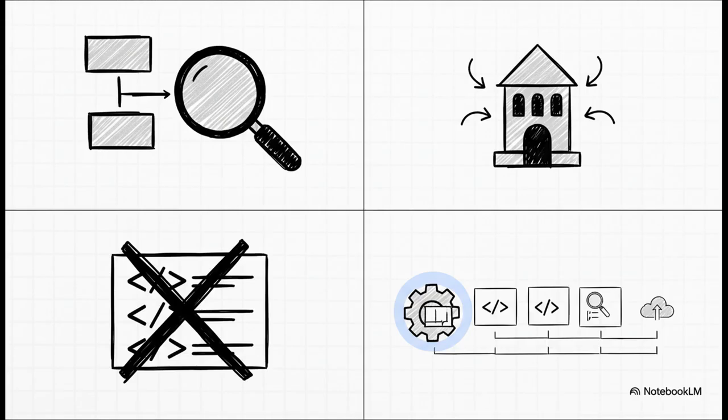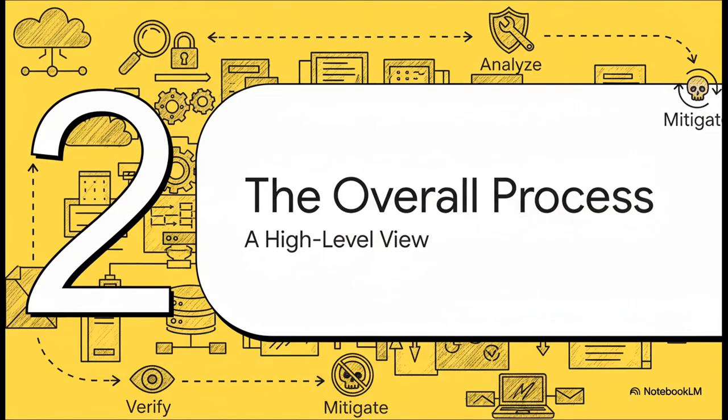Why is that so important? Well, because fixing a security flaw on a blueprint is 1,000 times cheaper and easier than trying to fix it after the skyscraper's already built. Great, now that we've got the vocabulary down, let's zoom out a bit and look at the overall process. This will give you a kind of roadmap of how a threat modeling exercise actually works from start to finish.